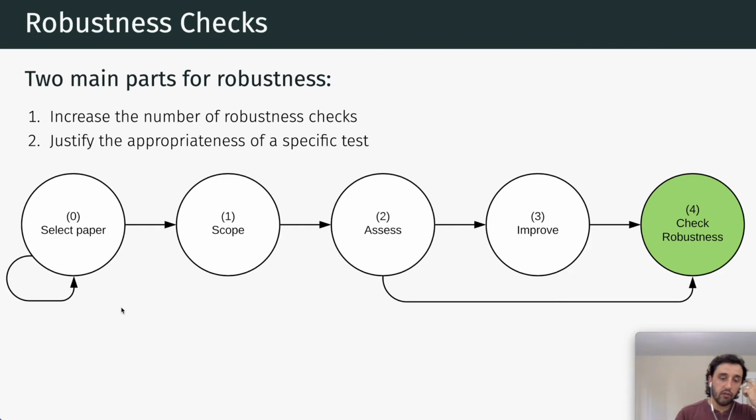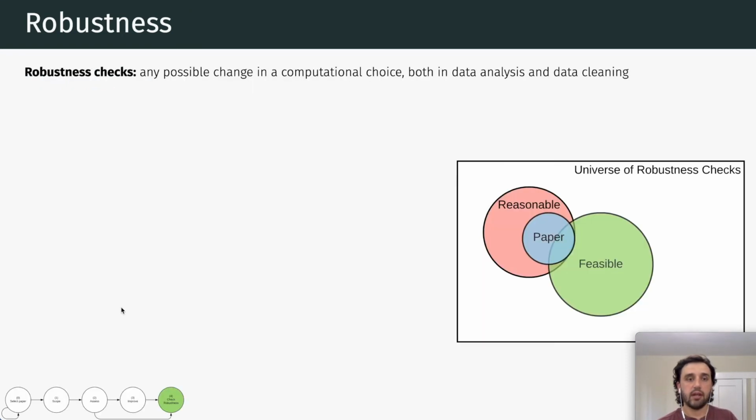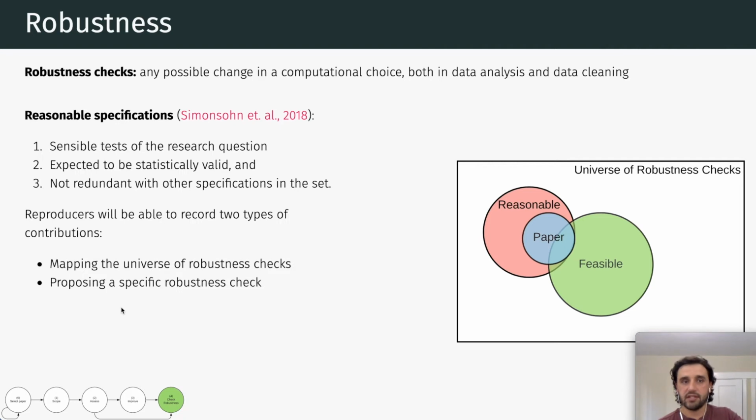One could be from a user who is not so familiar with the literature they are reviewing, and they just want to identify all the analytical choices for a given paper, or a subset of the analytical choices. Another type of contribution would be to justify the appropriateness of a specific test. A robustness check, first of all, is going to be any possible computational choice.